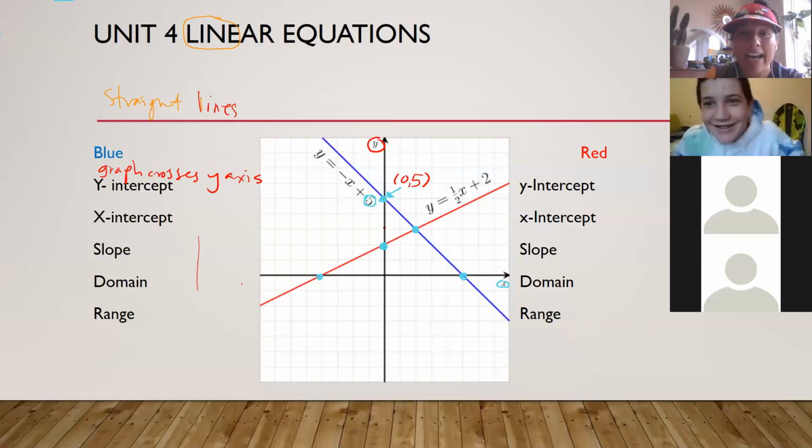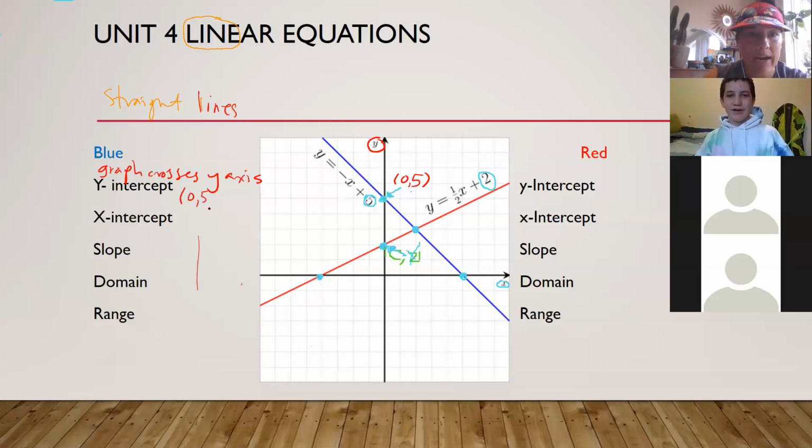Okay, sorry about that. Your y-intercept needs to be written as a coordinate pair. Or sometimes people will say the y-intercept is 5. That is code for you that it is 0 side to side and up 5. Okay, so our y-intercept, you want to get in the habit of writing that as a coordinate pair. So our blue y-intercept is 0, 5.